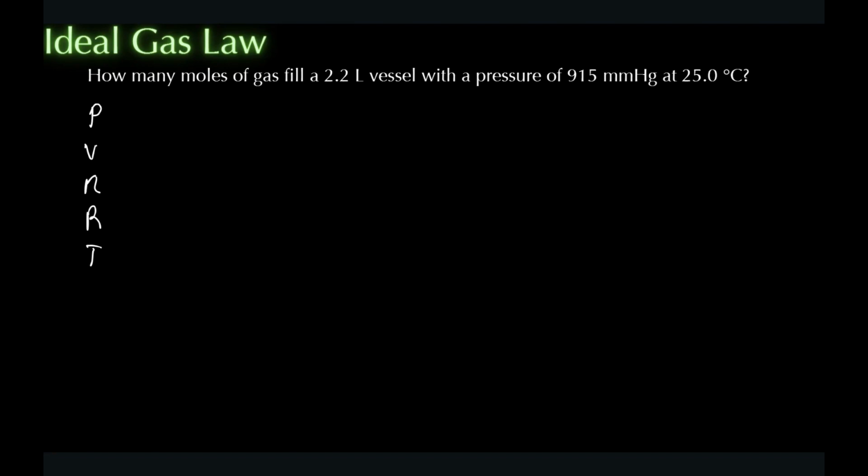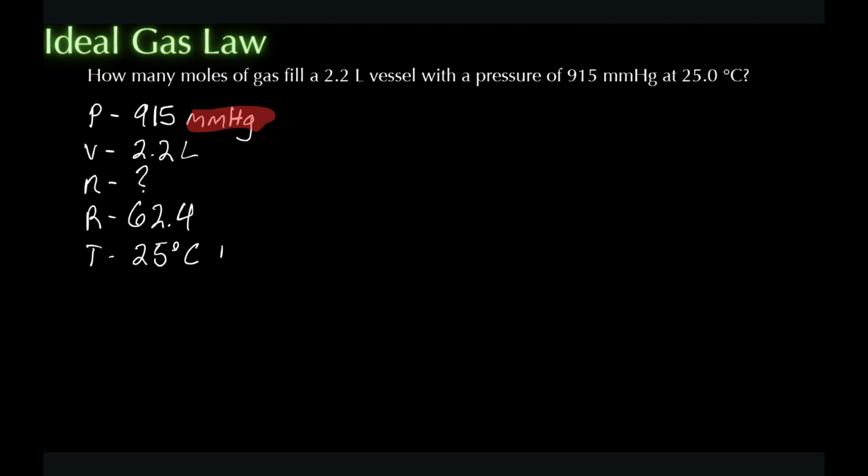In our next example, it asks us how many moles fill a 2.2-liter vessel with a pressure of 915 millimeters of mercury at 25 degrees Celsius. Listing our variables first, we get pressure is 915 millimeters of mercury. Volume is 2.2 liters. N is the unknown. R is 62.4. We know this because the pressure is in terms of mmHg. The temperature is 25 degrees Celsius, but we need to convert it to Kelvin by adding 273. This brings the temperature to 298 Kelvin.